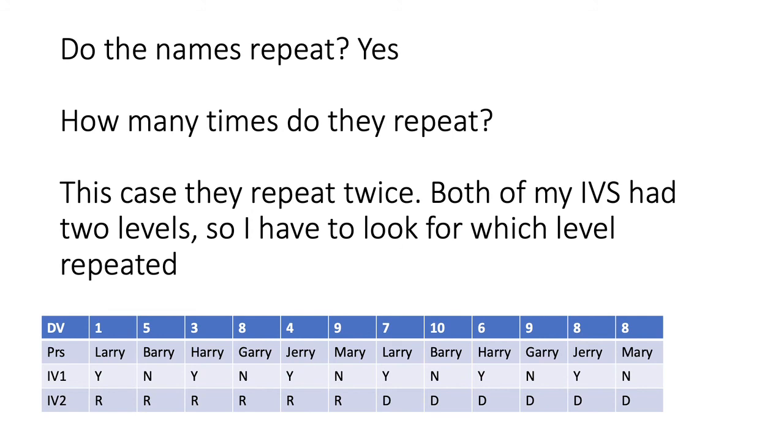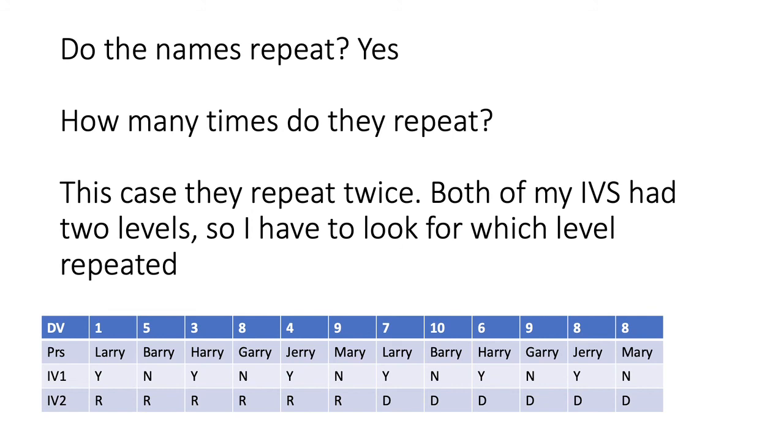So now I've changed up the names, and I got my DVs in there, and I'm like, okay, let's ask the question again. Do the names repeat? Yes. How many times do they repeat? Well, I got two Larrys, two Barrys, two Harrys, Jerrys, Marys. Okay, so they repeat once. So there's two of them. And so I know the whole thing's not within because I have a 2x2, and the names would have to repeat four times for it to be completely within.